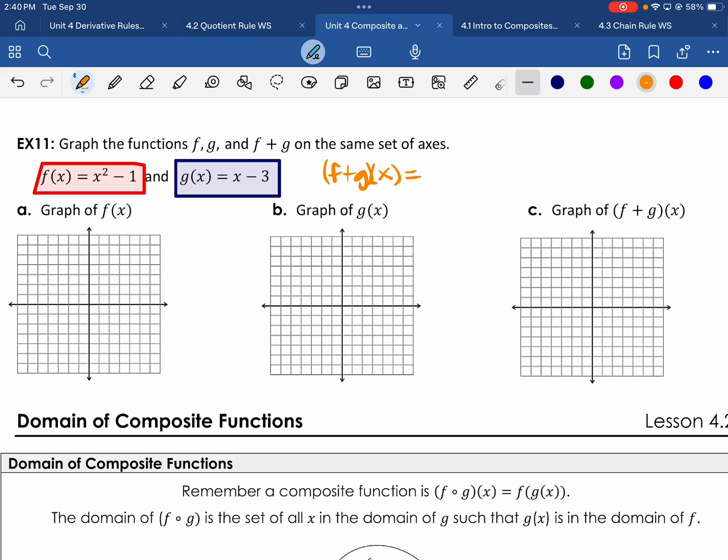All right, so when I add these two functions up, is there anything I can combine with the x squared? No. Nope. What about with the x? Nope. What about with the negative 1? Yes, so that's going to become negative 4. All right, now we're going to graph them. So let's start with the f function. What does x squared minus 1 look like? A parabola, and it got shifted? Down 1.